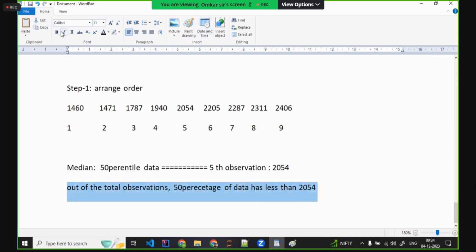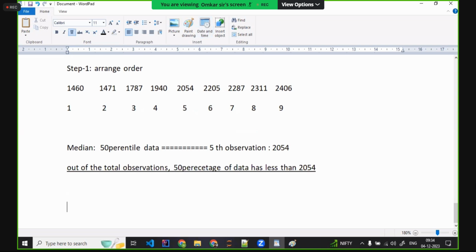That is the meaning. Okay. Next one, I need 25 percentile data. 25p. Tell me what is the value of 25p. Just put your common sense and tell me. 25 percentile data. Put your common sense and tell me.